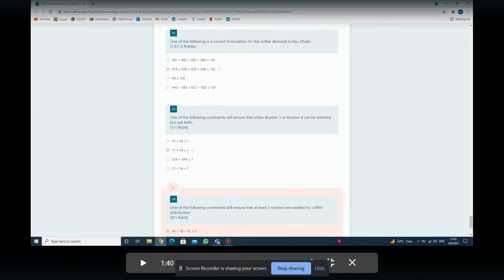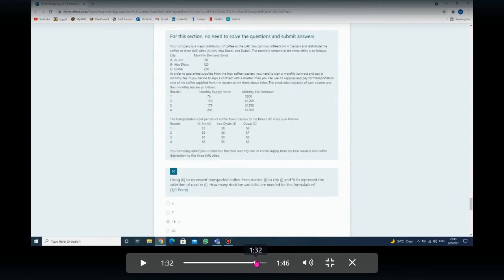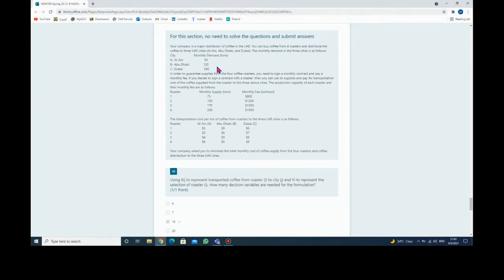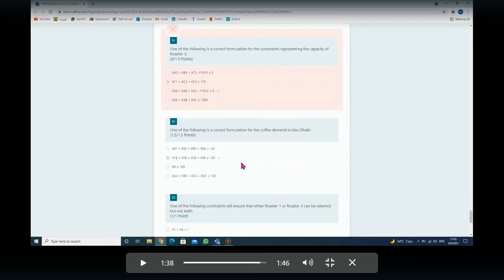I think the demand is 120. Yes, here it is given as 120 in the question. And of course, this should be greater than or equal to 120, because you can transport a little more because of your contracts and all. So it can be greater than or equal to 120. So that is the answer. Out of all the available answers, B, the second one, is the correct answer.